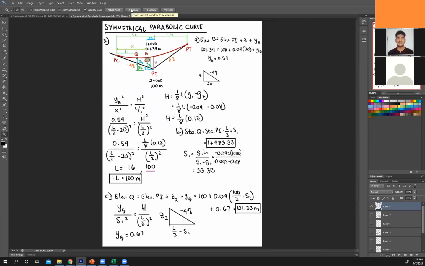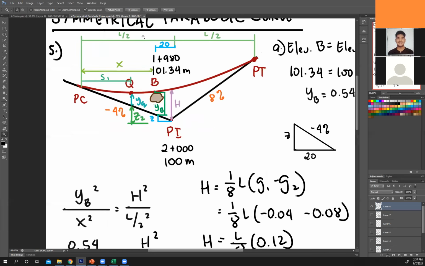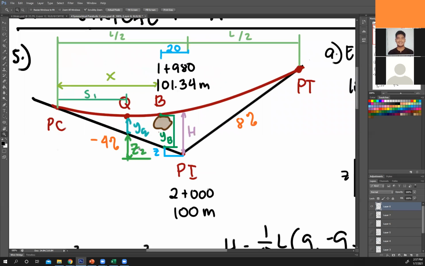Okay, any questions for number 5? You understand number 5? Please answer yes or no. Well, let me zoom in on this so that you can see the drawing clearly. YQ, Z2.